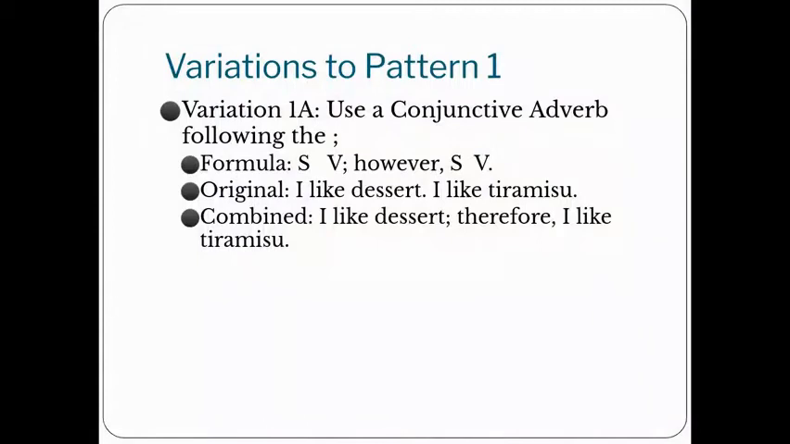Each sentence pattern oftentimes also has variations, tweaks and twists on it that use the same general idea. 1A, as we'll label it, has a conjunctive adverb following the semicolon. Notice the formula still has subject, verb, semicolon, subject, verb, period. The difference is we've added a conjunctive adverb, such as "however," with a comma after it in that formula. It's after the semicolon, and that comma coming after it is really important to separate it.